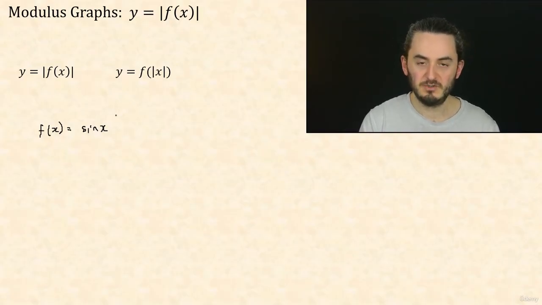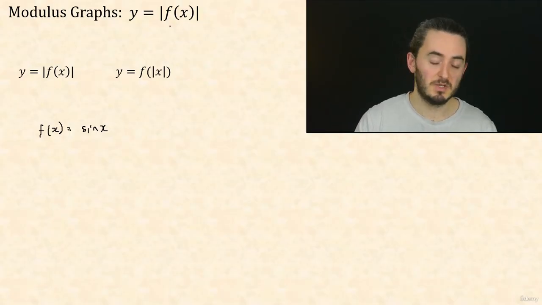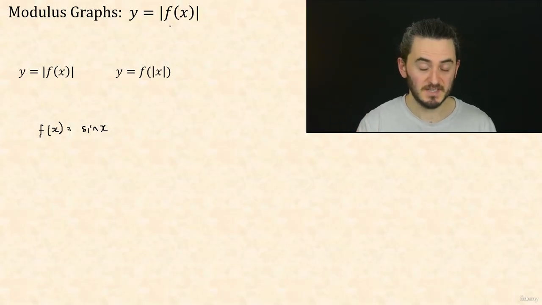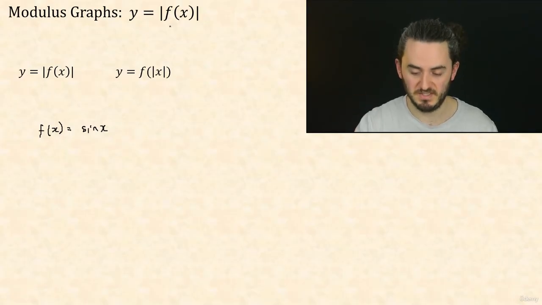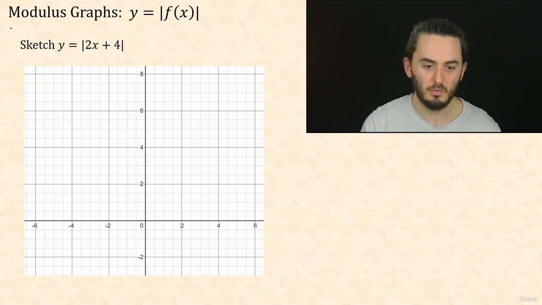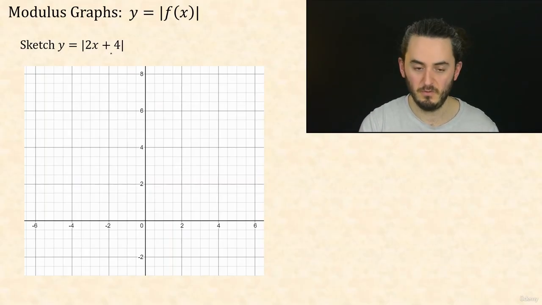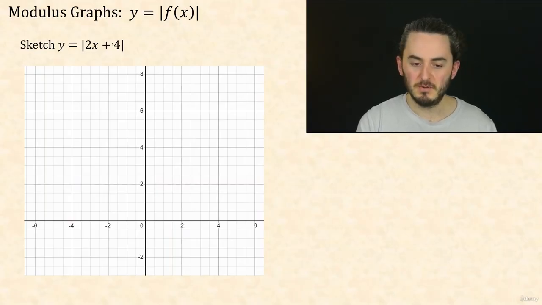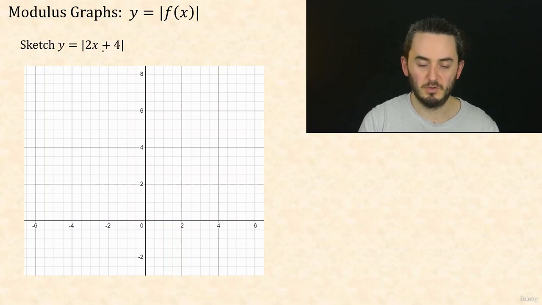Well, all we need to remember is that whenever f of x is positive, the modulus just leaves it alone. So whenever our y value is positive, we just leave it alone. But as soon as f of x is negative, the modulus kicks in and makes it positive. What's that going to look like? Well, let's try to sketch y equals the modulus of 2x plus 4. It can be useful to think about what y equals 2x plus 4 would look like, forgetting the mod signs.